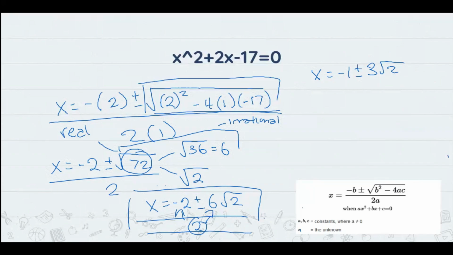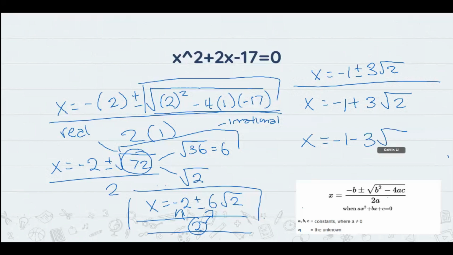And now we can split it into two different equations, which would now be x equals negative 1 plus 3 radicand 2, which would go, no, we can't do that yet. x equals -1, take away 3, radicand 2. But we can't simplify this anymore, so this would be our answer.